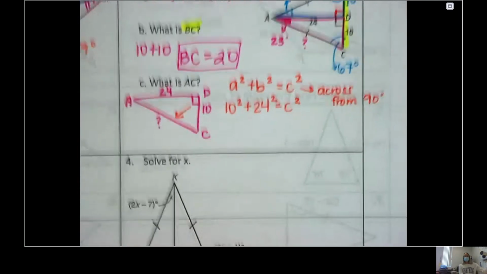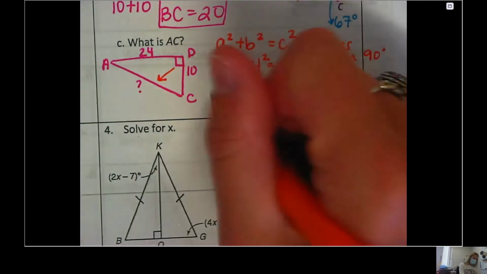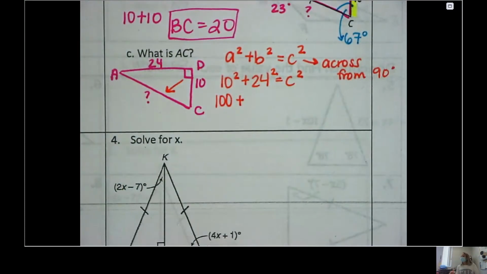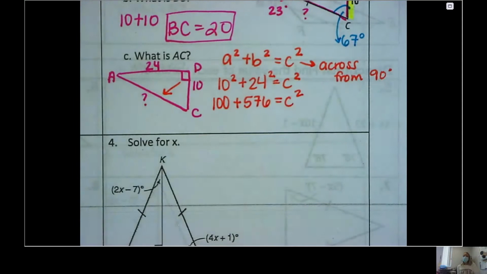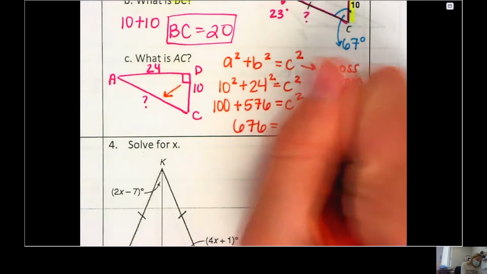All right. Now the first thing I'm going to do is my exponents. 10 squared means 10 times 10. 100. Plus 24 squared means 24 times 24. 576. Awesome. Equals c squared. Now it's an algebra problem. What should I do next? Good. Just add the two numbers together. So I get 676 equals c squared.